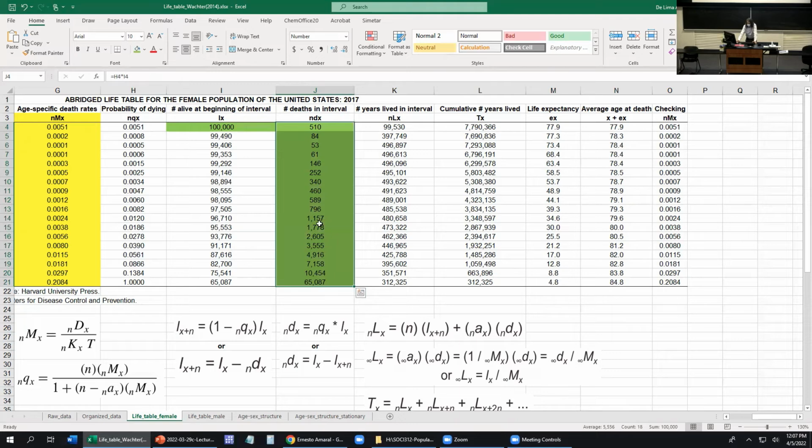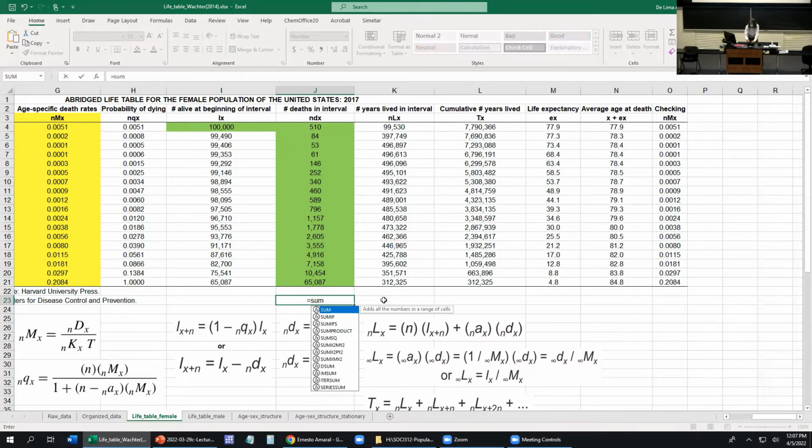How many people dying overall? Can you tell me? If I sum this column here, how much do I get? How much?